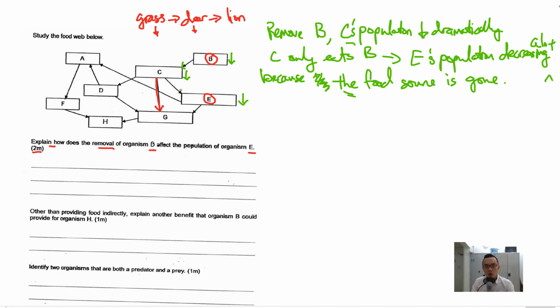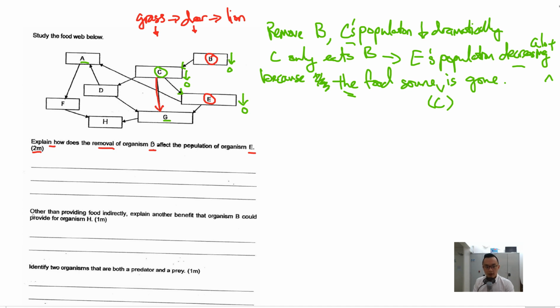If you look at E, there's only one arrow pointing towards E, therefore it only feeds on C. G and A will eat E, but E only eats C. So if B goes to 0, C will also go to 0 because C only eats B, and because E only eats C, it will also go to 0. So therefore, its population will decrease a lot because the food source, which is C, is gone. There's no more C because C's population will decrease dramatically when you remove B.